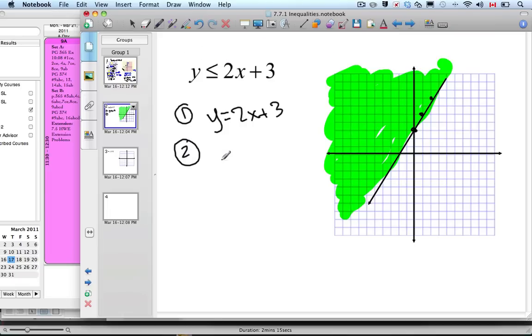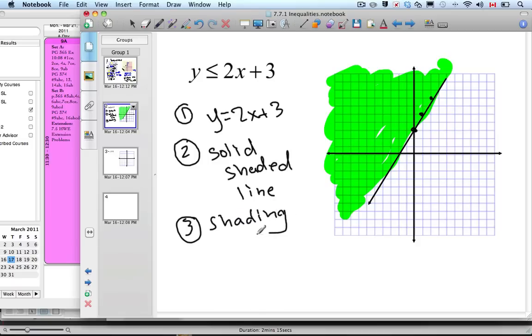So let's graph it, then do solid or dotted line, and then you'll do your shading. Okay, so you're saying the first step is to graph the equation. Second step, draw a solid or dotted line to make your line for the equation. Right. And then conduct your shading. Okay, got it.